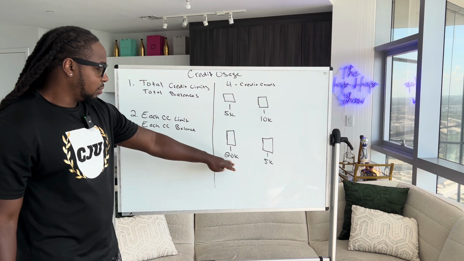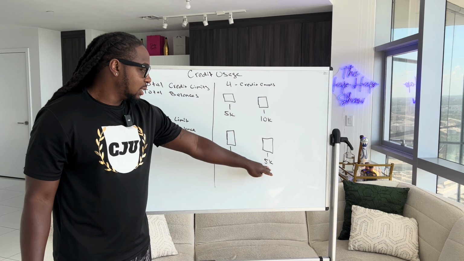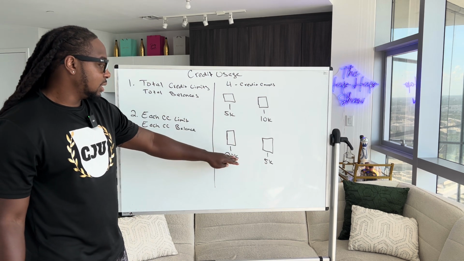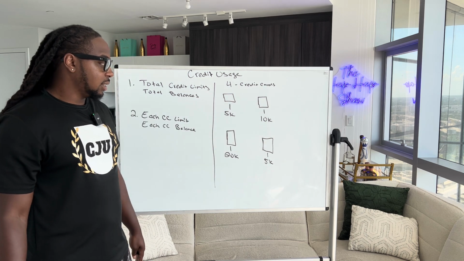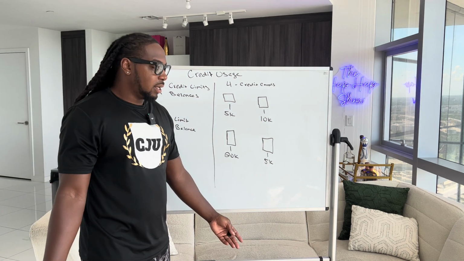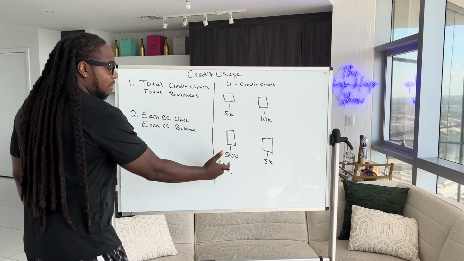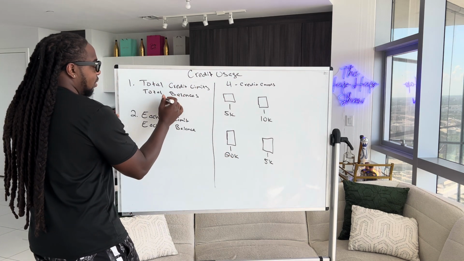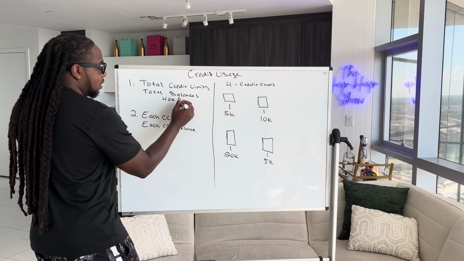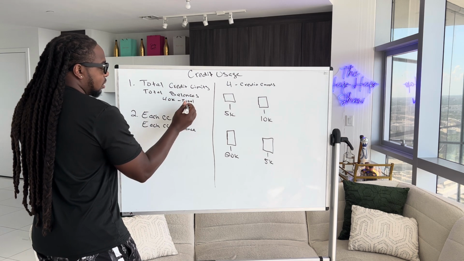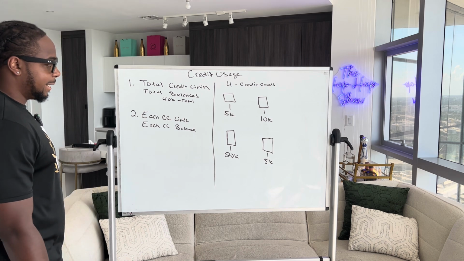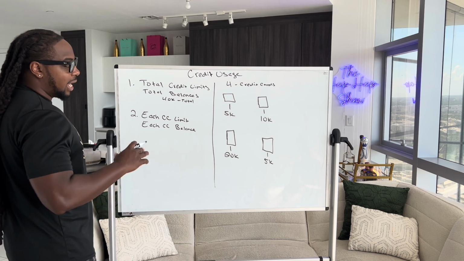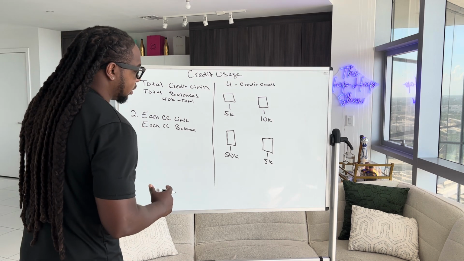So let's do the math. 20,000 plus 5,000, that's 25,000. Plus another 5,000, that's 30,000. Plus another 10,000, that gives us 40 grand. All right. So adding up all these credit limits gives us a total credit limit of 40K. All right. So let's say we got balances on each one of those cards.